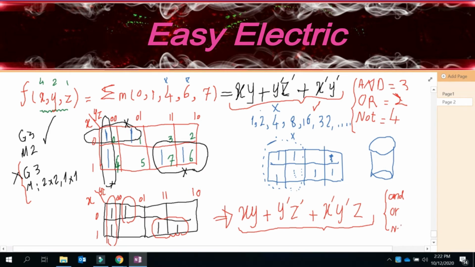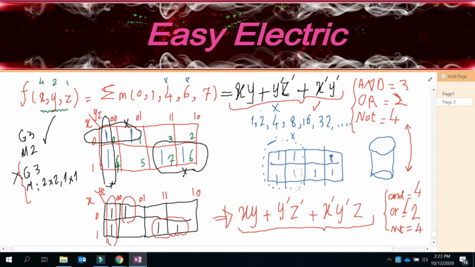How many OR do we need for this one? How many OR for this? 2, right? How many AND? 4, yeah, that's right. How many NOT? Again, it is 4, okay? Compare these two. Compare this with this. So the AND is 3 here. This is 4. So the OR is 2, and NOT is 4.